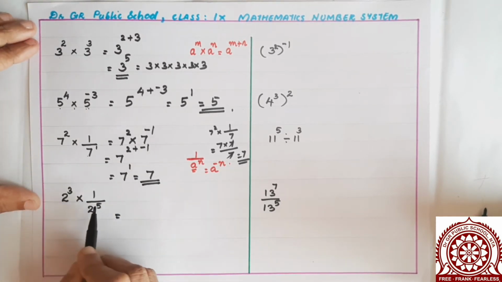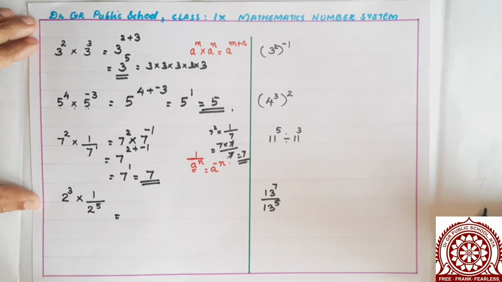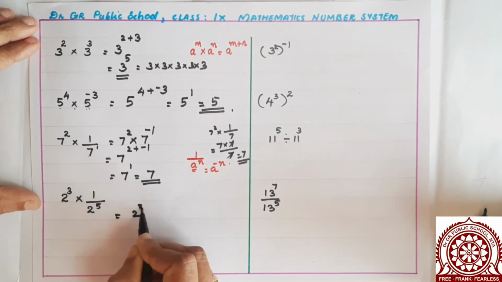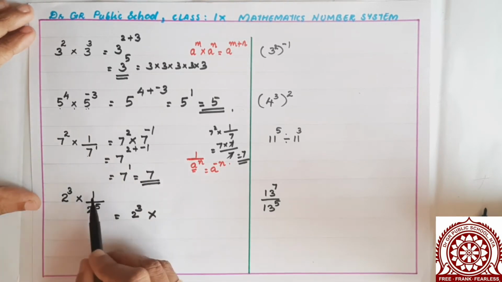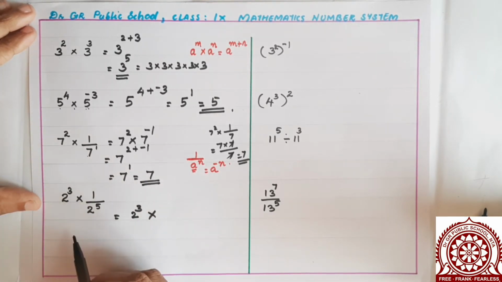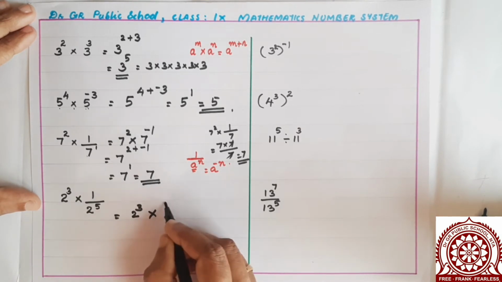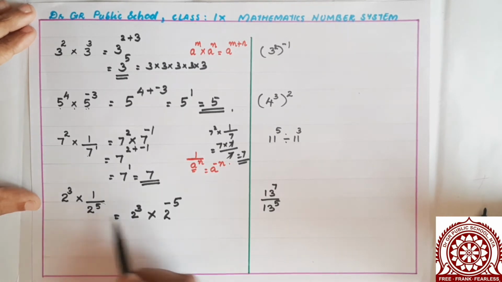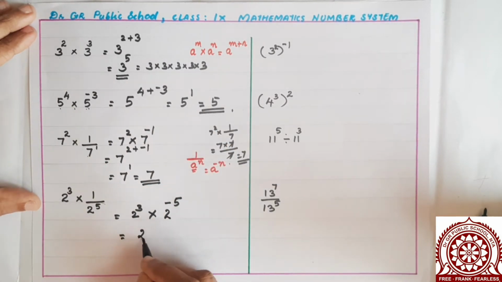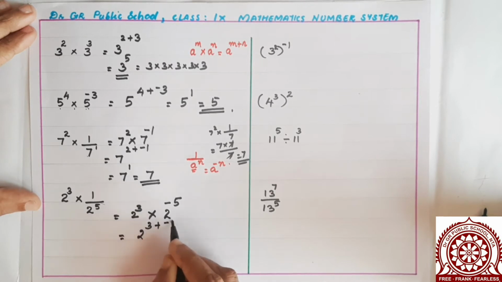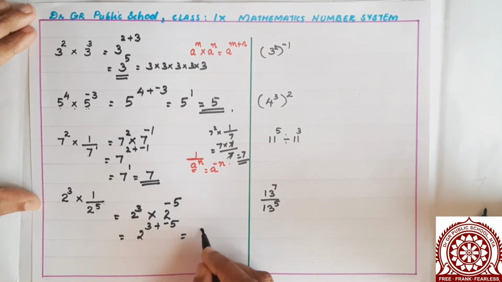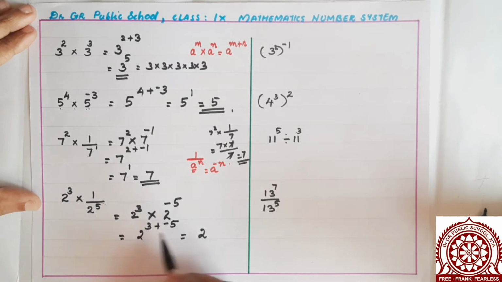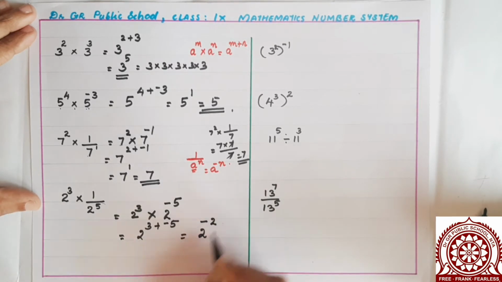2 raised to 3 multiplied by 1 by 2 raised to 5. So 2 raised to 3 multiplied by 1 by 2 raised to 5, how can we write? 2 raised to minus 5. So when we take this denominator as numerator, the sign of the power will change. Now same property, 2 raised to 3 plus minus 5. What is it? 2 raised to 3 plus minus 5, it is minus 2.